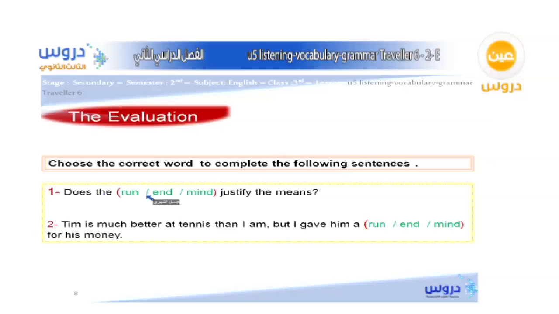Number 1. Does the run, the end, the mind justify the means? Number 2. This is much better at tennis than I am, but I give him run and mind for this or for his money. So you choose, let's say, end for number 1, right? What about number 2? Same is much better. Okay, you're choosing run.